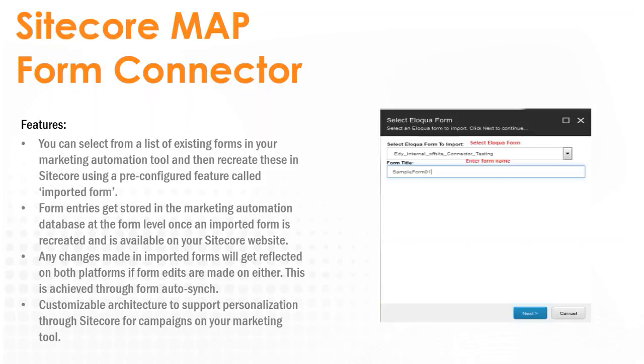Another addition to this is the form connector. Now, what does the form connector do? Anybody who's using marketing automation would be familiar with the fact that every tool has its own kind of forms that you use for campaigns to get leads. Now, what if we said that instead of using these tools from other marketing automation systems, you go into Sitecore and use a pre-configured feature called import form. What you're doing is basically getting your forms from any marketing automation tool into Sitecore and able to use them from within Sitecore.